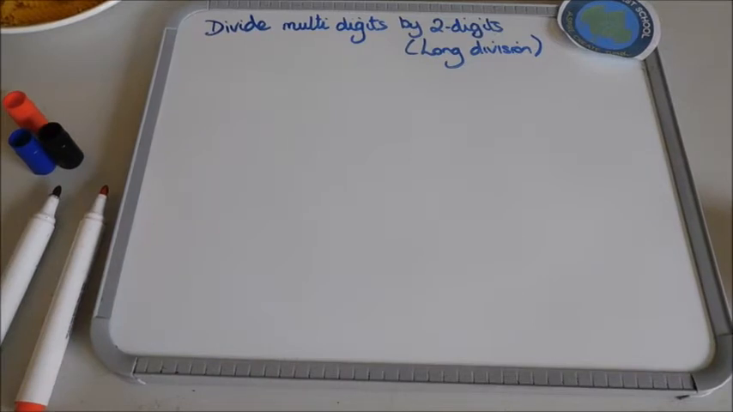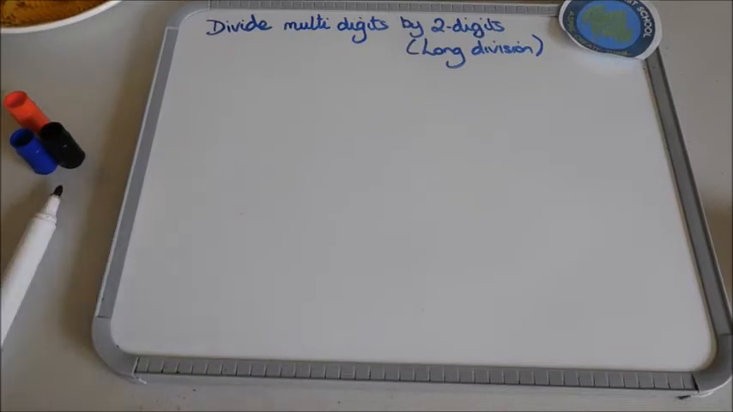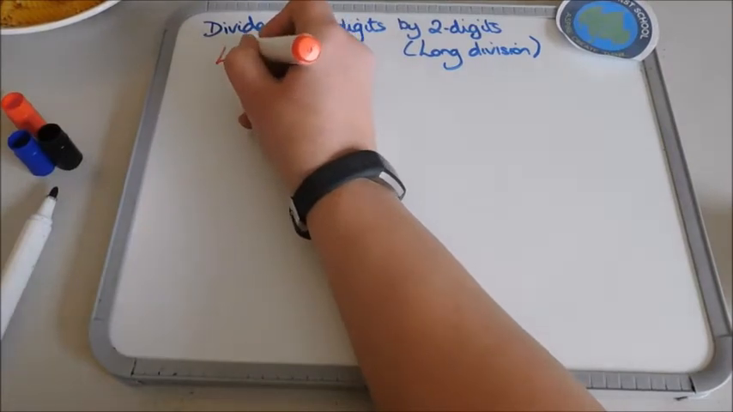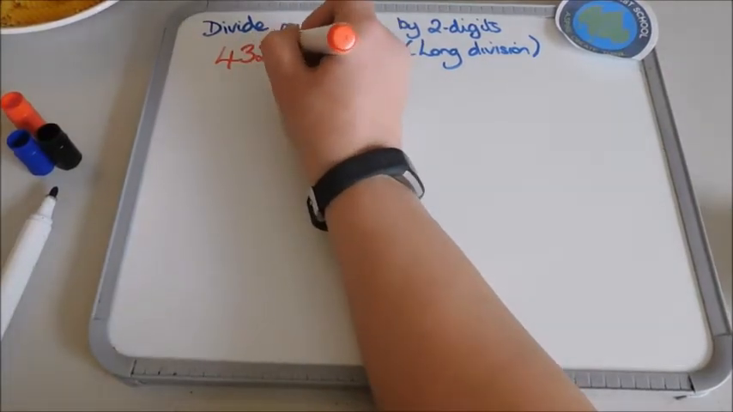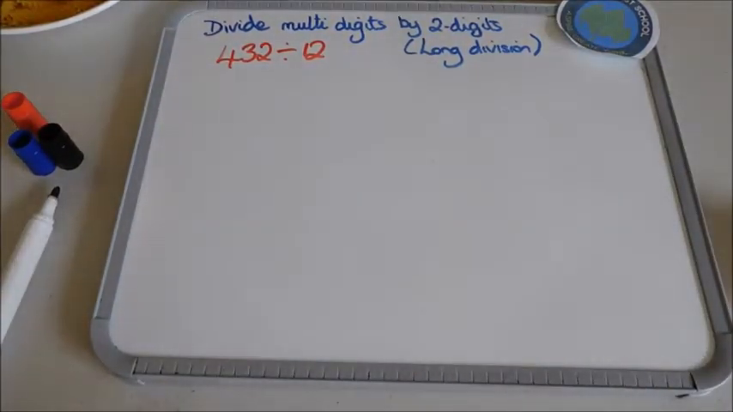I'm going to show you how to divide multi-digits by 2 digits, long division. Children can also divide by 2-digit numbers using long division. Children can write out multiples, as we did in the previous video, to support their calculations with the larger remainders. So the calculation that I'm going to focus on to start off with is 432 divided by 12.